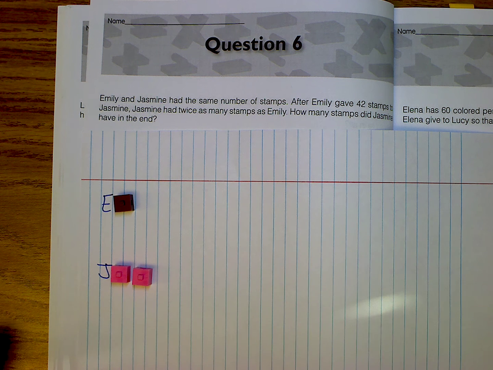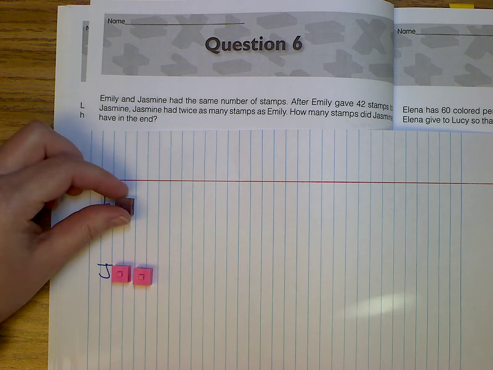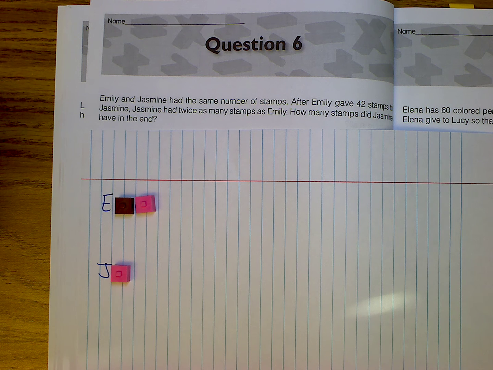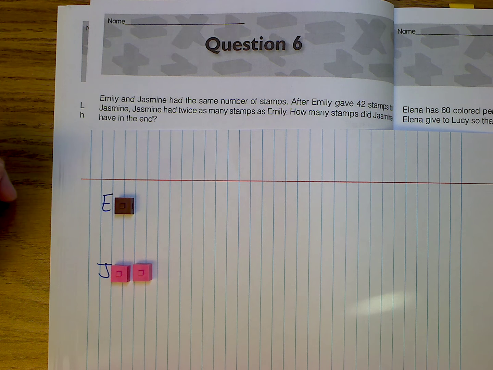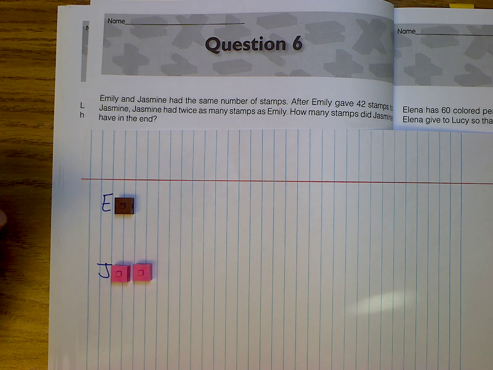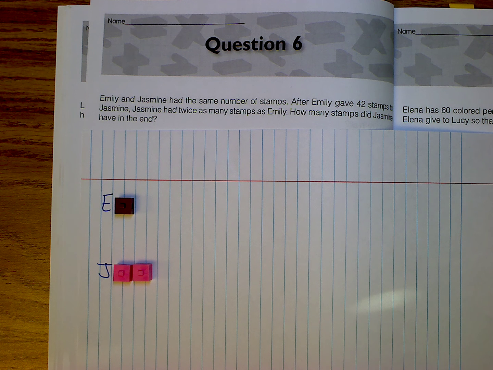So how would that work though? Because it says they start with the same amount, and Emily gave some to Jasmine. So if Emily gave 42, that means that won't work with it. So how would you do that? How would you make it have twice as much and still, when we return part of it back to Emily, we have an equal amount? You add another block. Okay, so we'll try another block for Emily.